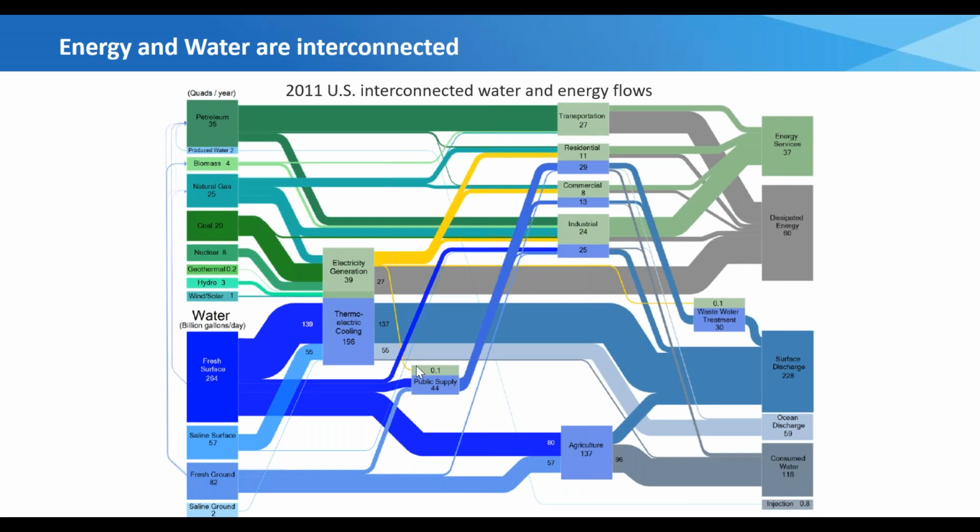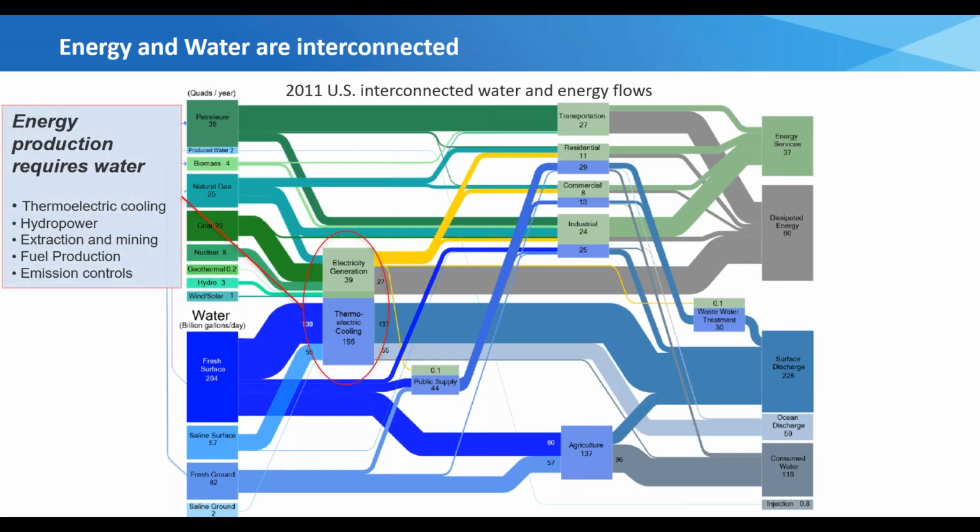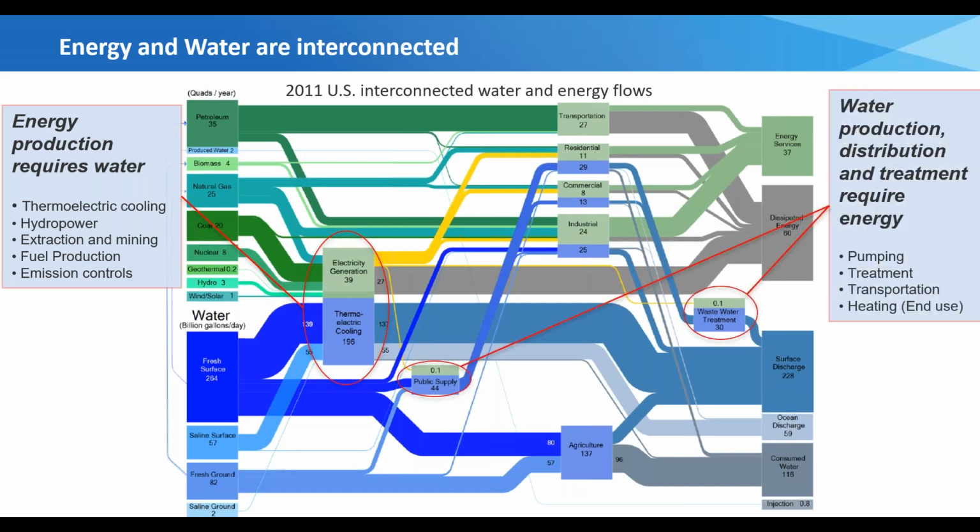This slide is presenting our webinar required Sankey diagram, but basically this is showing that energy and water are interconnected, both from an upstream side, which is basically energy production requires water, both in thermoelectric cooling, hydropower, but also extraction, mining, fuel production, also emission controls. And then also, energy requires water, and then water requires energy, both for pumping, treatment, transportation, and also heating and use. Basically just showing that there is this interconnection, and that a reduction of energy use in water or water use in energy has some dual benefits across the nexus. Next slide.